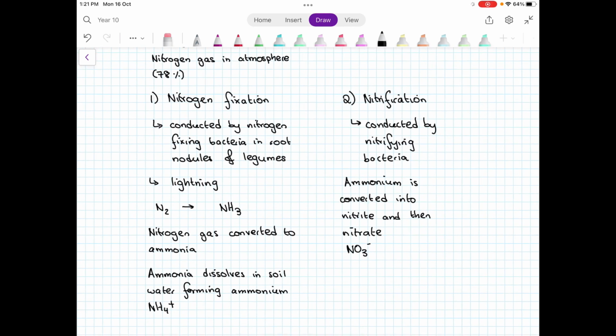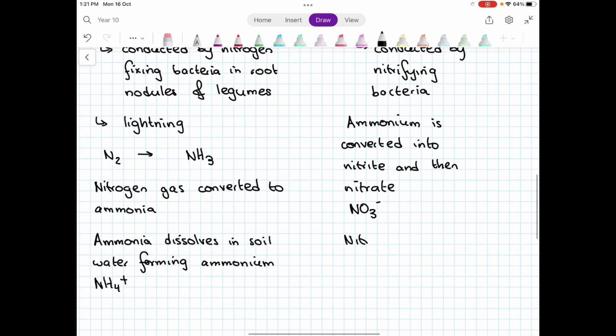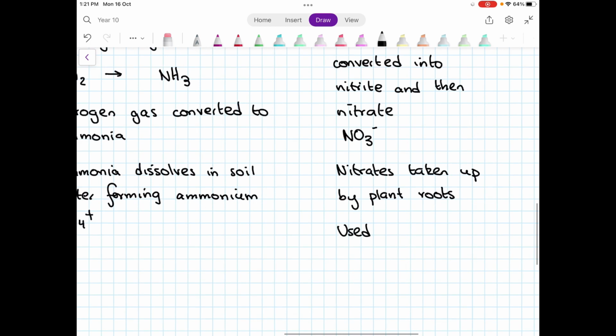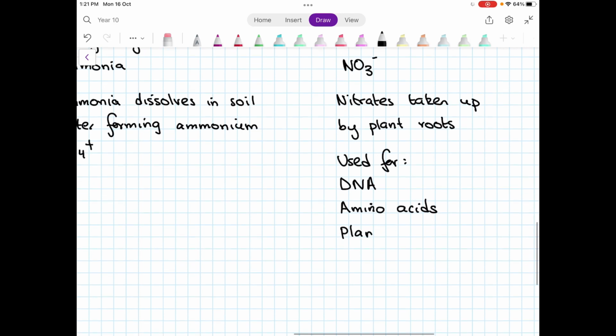So what happens now is that these nitrates are absorbed and taken up by roots of plants, and what they do is that they help produce DNA, amino acids, and eventually plant proteins. So they're taken up by plant roots, used for DNA, amino acids, and plant protein.